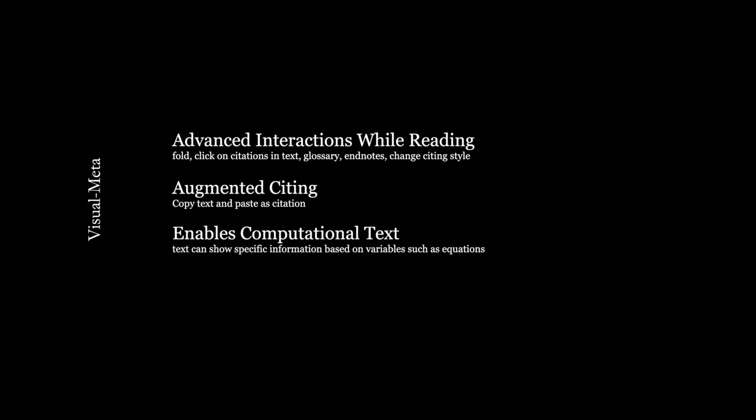Another main feature is augmented citing, which allows the user to copy text, paste it in a word processor, and the pasted text is pasted as a full citation. So when the author then exports that document to a new PDF, that citation is automatically included in the references. This also enables computational text, such as having equations and other variables in the document that the reader software can allow the reader to edit.